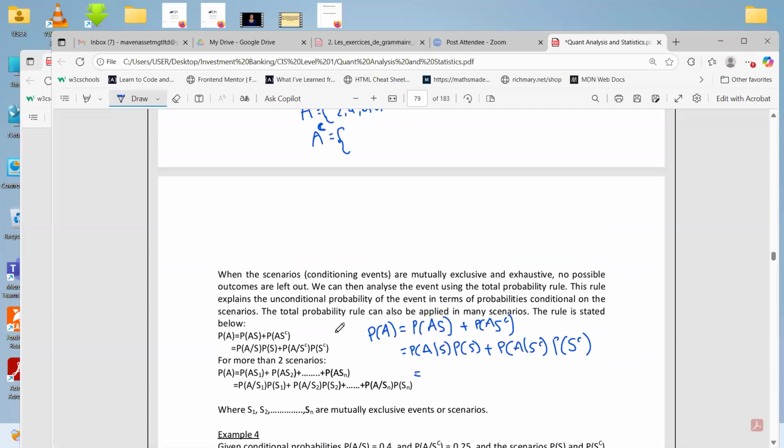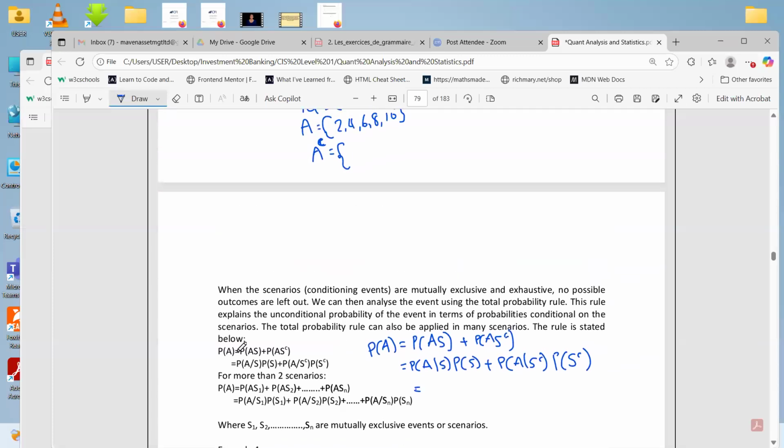Total probability. Where is it again? This is it. So we're told that the total probability is the probability of A and S plus the probability of A and S complement. Now let's break down the probability of A and S. Based on what we just learned up there, it is the probability of A given S multiplied by the probability of S, plus the same principle here, the probability of A given S complement multiplied by the probability of S complement. Is it clear up until this point?